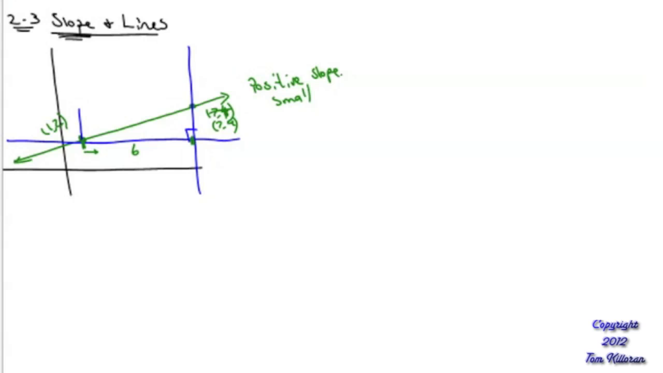Now here, if we start here and go up to the point here, how far is that? We start at 2 and go up to 4. It's 2 units. Now it's up 2 units, so again that is positive. Which is good because we're talking about a positive slope to begin with.